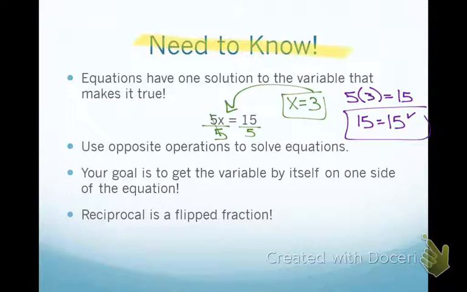Okay, so what am I doing here? I'm getting the variable by itself on one side of the equation. That's my whole goal for solving, whether it's addition, subtraction, multiplication, or division. That's my ultimate goal, is to get the variable by itself.